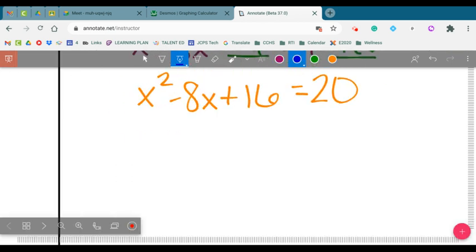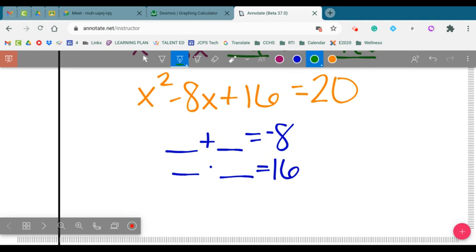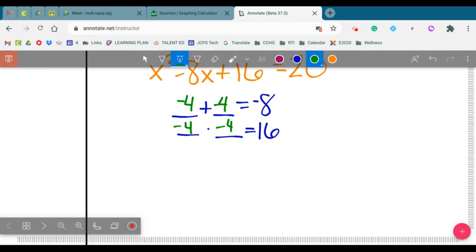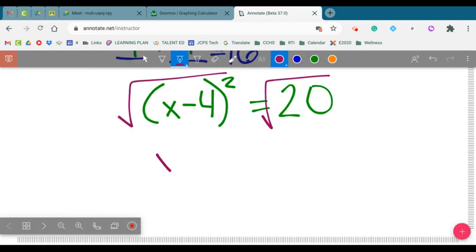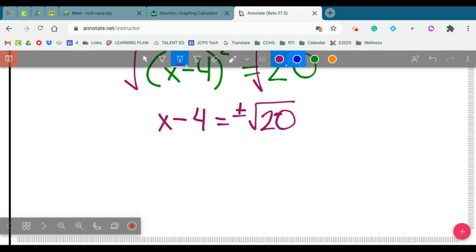We then factor our left side. What plus what equals negative 8, and what times what equals 16? These should be the same, and that's going to be negative 4 and negative 4. Since they're the same, I can write x minus 4 squared equals the 20, because the 20 still has to come down. Then we square root both sides. We get x minus 4 equals plus or minus the square root of 20. And then we have to add the 4.